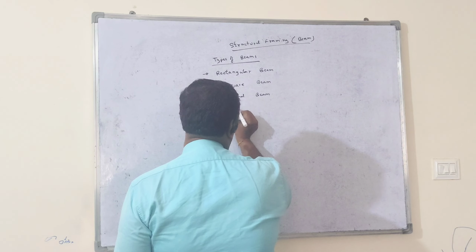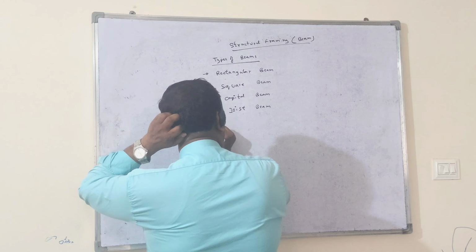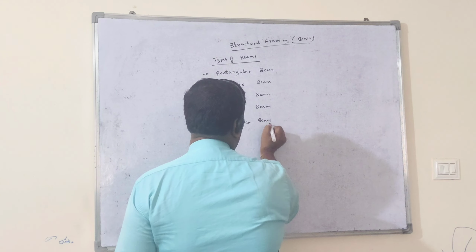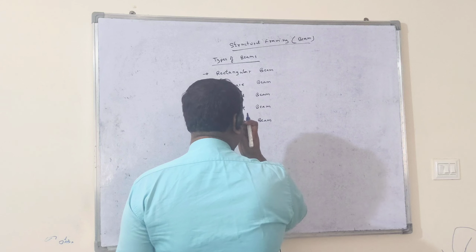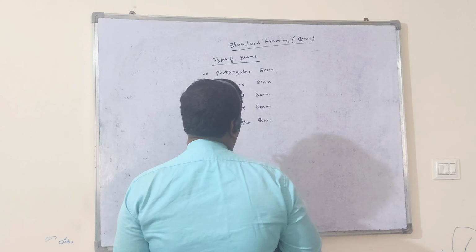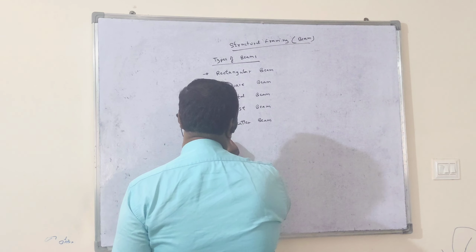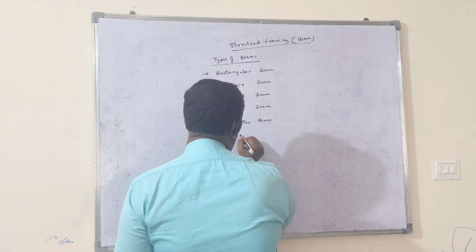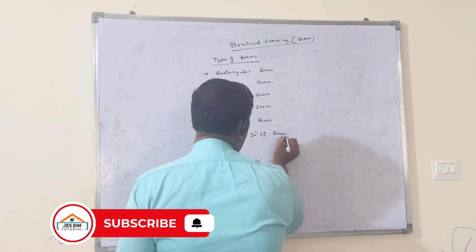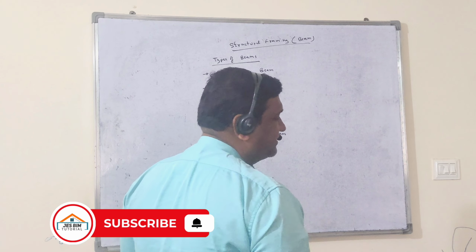joist beam, joist. Have you heard this word, joist? Joist beam. Gutter beam. Any more? One more is there, pan joist. Pan joist beam. So there are 6 types of beams that we are going to design in projects.